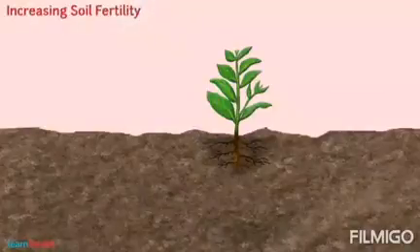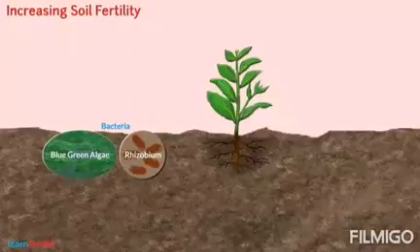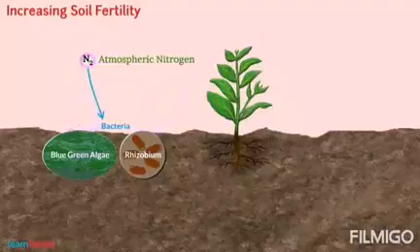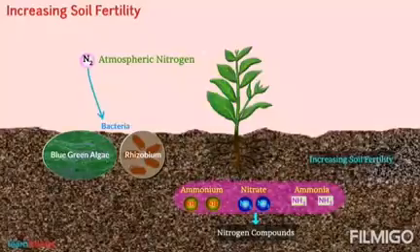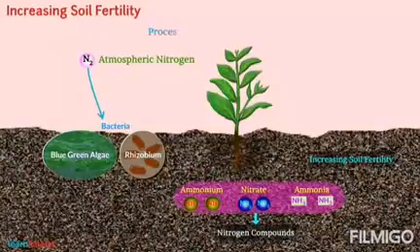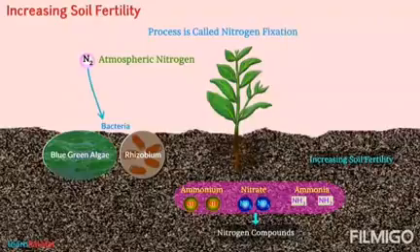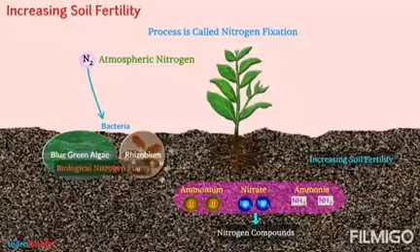Increasing soil fertility. Some bacteria such as blue-green algae and rhizobium have the ability to take nitrogen from the atmosphere and enrich soil with nitrogen compounds, thereby increasing soil fertility. The process is called nitrogen fixation, and the microbes involved in this process are biological nitrogen fixers.